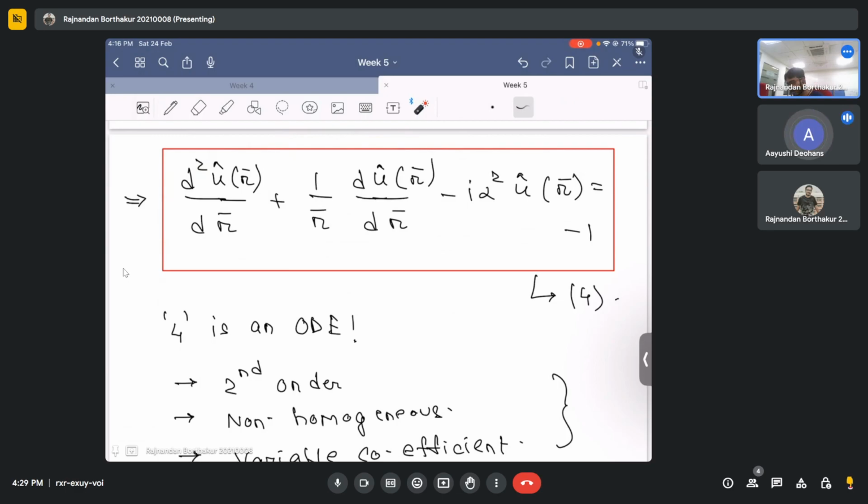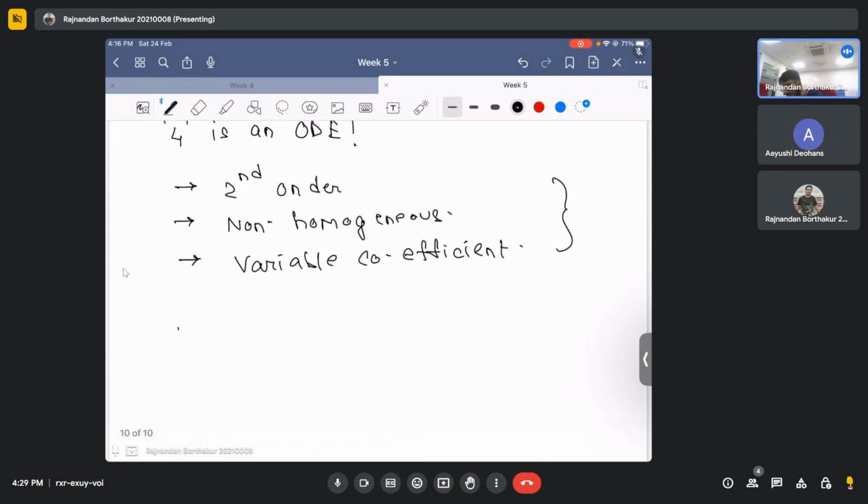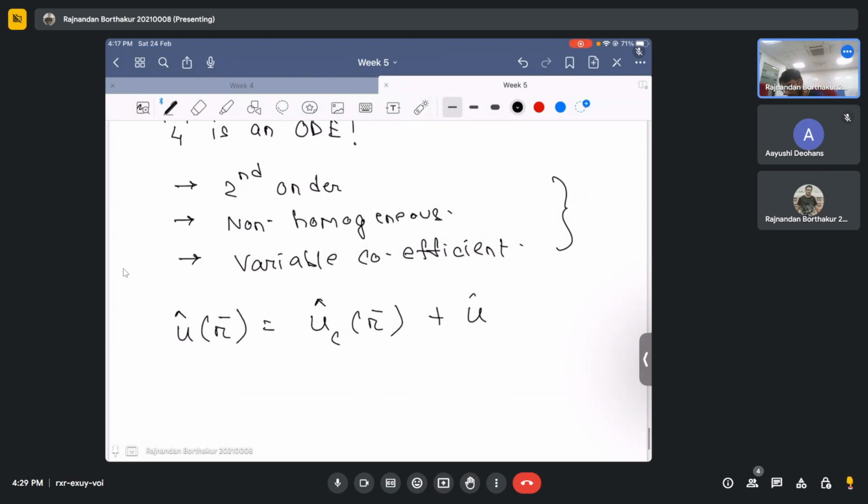Homogeneous equation plus particular. Exactly, that's what I was looking for. So u hat of r bar would be the complementary function, or the homogeneous part, so we'll say it is uc of r bar, which is basically the complementary function, and it would satisfy those Bessel equations. We will see that shortly. Plus the particular integral that we will write as up of r bar.